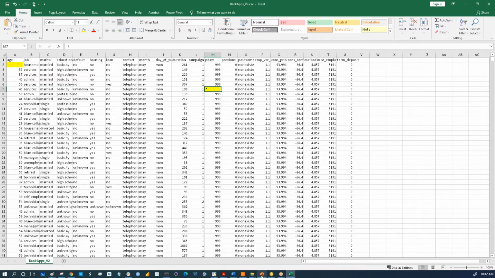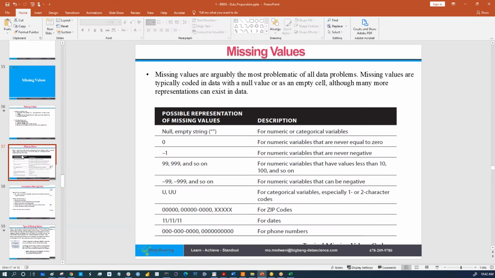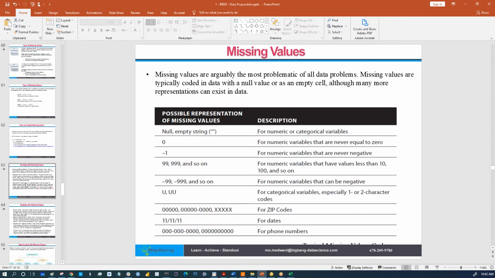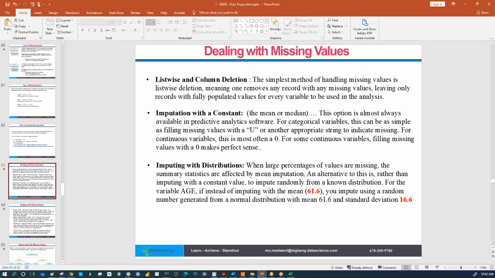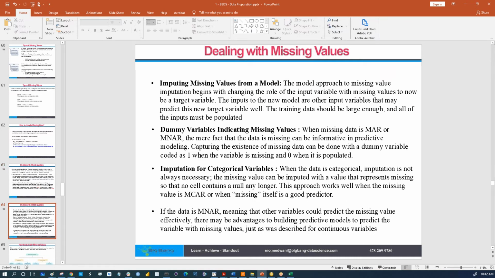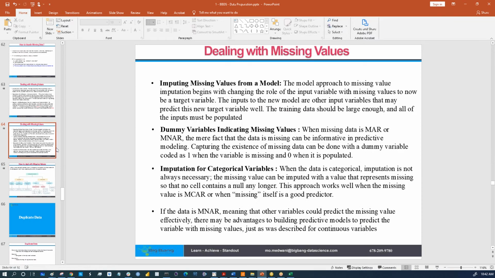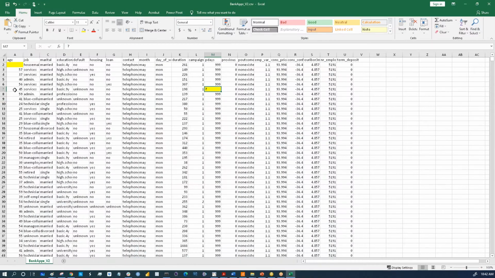If you were here yesterday, we talked about different methods to handle this. You could eliminate, impute with a constant, with a mean or median, impute with the distribution. You could impute from a model, you could predict. If you have categorical data, you could do dummy variables, or use the mode. There are a lot of options you have handy to handle your missing values, but don't leave the missing values unhandled.